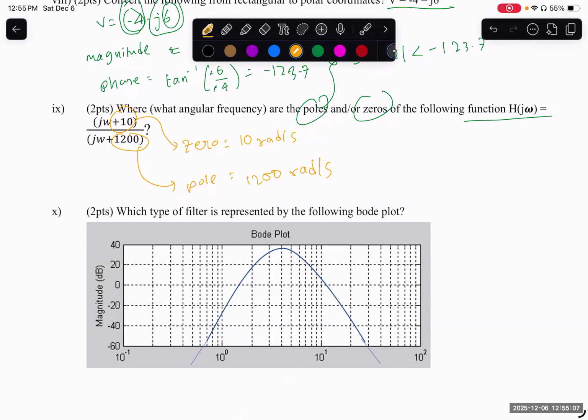And then comes another question, which says: which type of filter is represented by the following Bode plot? There are 3 types of filters: high pass. No, my bad. There are actually 4 types of filters: high pass, low pass, band pass, and band reject.